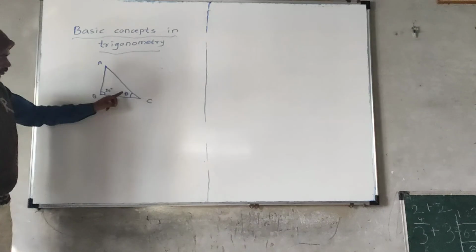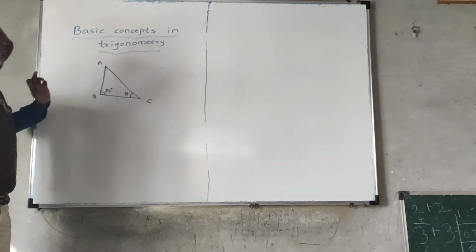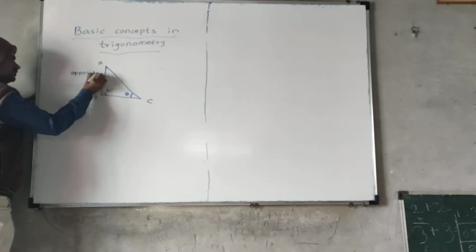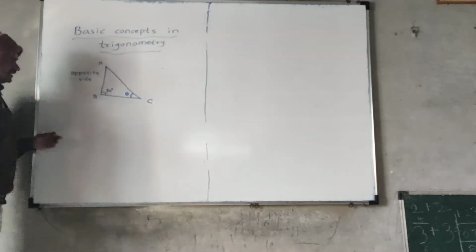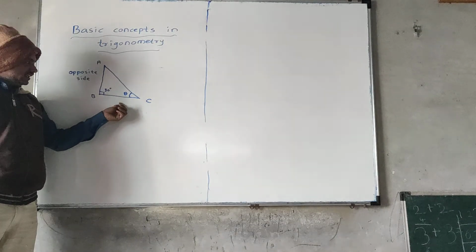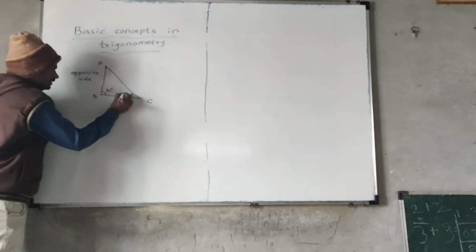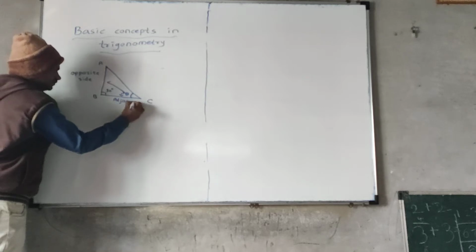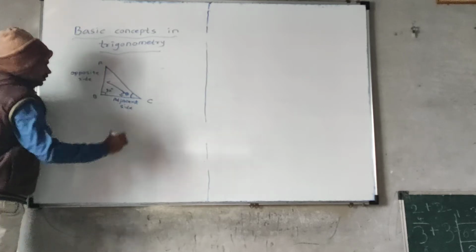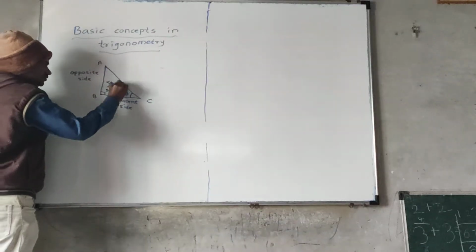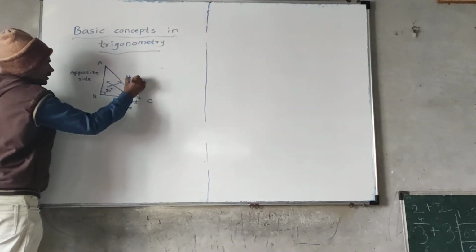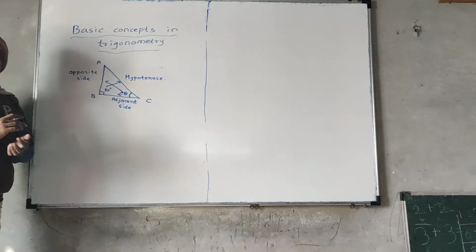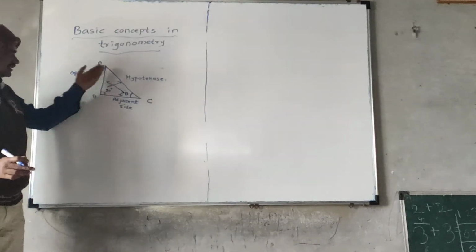The side opposite to this angle theta is AB. We will call it the opposite side. And the side near to this angle theta is called the adjacent side. Also, we know that the side opposite to 90 degrees, or the right angle, is the hypotenuse. The 6 trigonometric ratios are related with this concept.